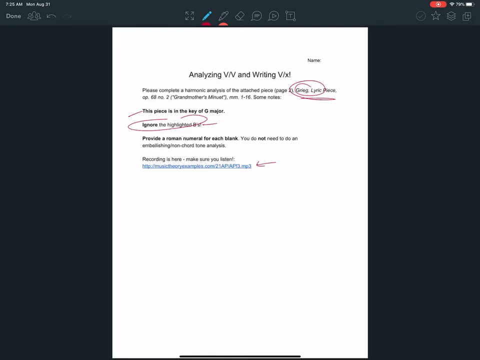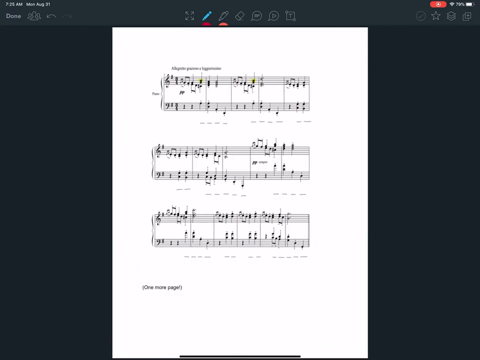There's the recording. Make sure you do listen. Again, it makes it less of a Sudoku puzzle and more of an actual musical experience. So, make sure you listen to the music. It's a beautiful piece, cool piece. Anyways, this is what it looks like. It should be pretty straightforward.